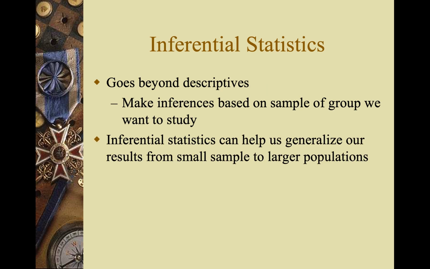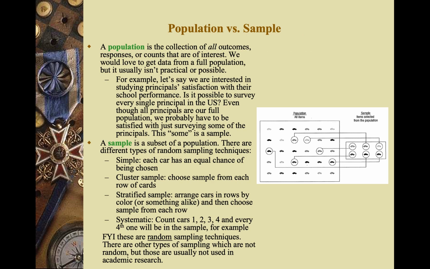So the other branch of statistics is inferential statistics. So this goes beyond descriptives. It wants to make inferences based on a sample that we want to study. So inferential statistics can help us generalize our results from a small sample to larger populations. So what is a population versus a sample? A population is the collection of all outcomes, responses, or counts that are of interest to us.